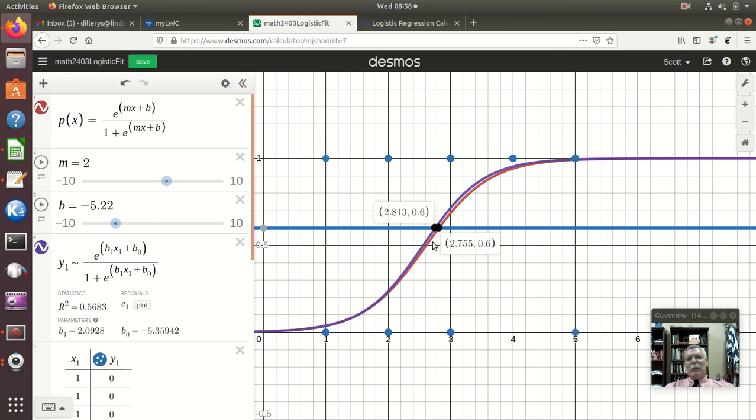Now, if you happen to have a score of 2.755, versus someone else who had a score of 2.813, you would not be happy with the difference in the models. But again, that would probably be a very small thing. And so that's the best we can do. And again, using this model, we get something else.